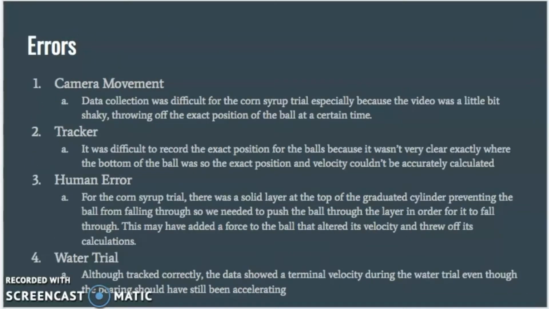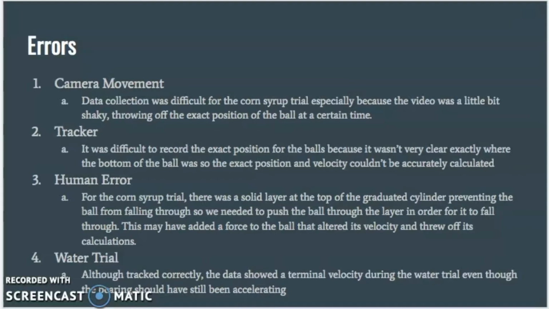The first error in the experiment was camera movement. Data collection was very difficult for the corn syrup trial especially because the video was a little bit shaky, throwing off the exact position of the ball at that certain time, which leads to error in Tracker. It was difficult to record the exact position for the balls because it wasn't very clear exactly where the bottom of the ball was, so the exact position and velocity couldn't be accurately calculated.